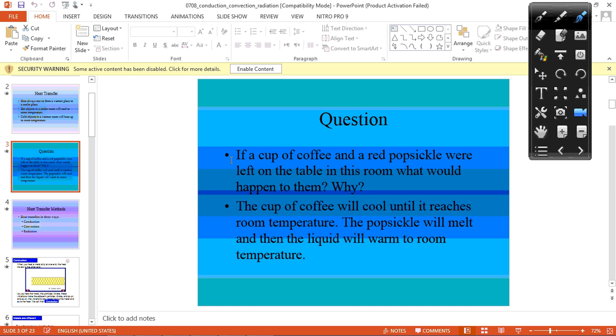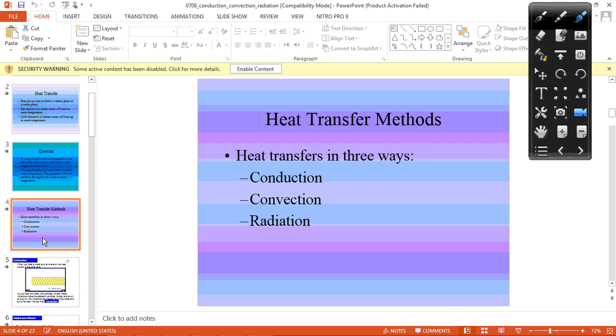The coffee will have to cool down until it reaches room temperature, that is to say, the balanced temperature. The popsicle will melt, because the heat energy leaving the coffee will have to be transferred into the popsicle and will make it melt and turn to liquid so that it could maintain the balanced temperature of the environment.